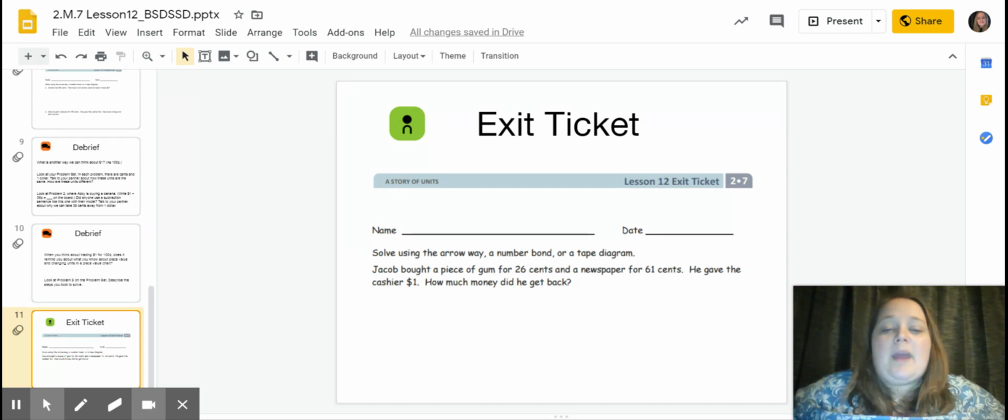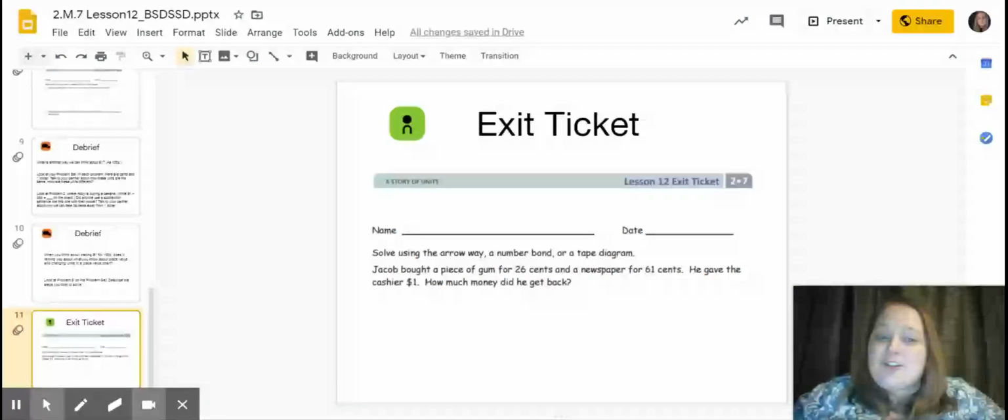All right, here is our exit ticket, our last problem of the day. Solve using the arrow way, a number bond, or a tape diagram. Jacob bought a piece of gum for 26 cents and a newspaper for 61 cents. 2-step problem. Who is up for that challenge today? He gave the cashier $1. How much money did he get back? I bet I have some friends in here that are up for this challenge because this is a 2-step word problem. This may be the one you want to post for all your teachers to see.